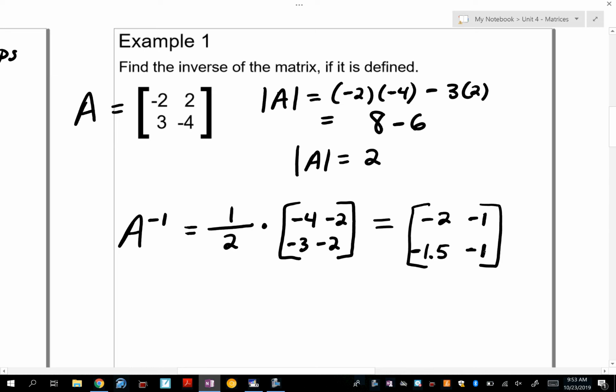Was there a question? How did I get 1 over 2? So this will always be a 1 over. Do you see this determinant? That number always goes in the denominator. So if this had been negative 7, it's going to be negative 7.